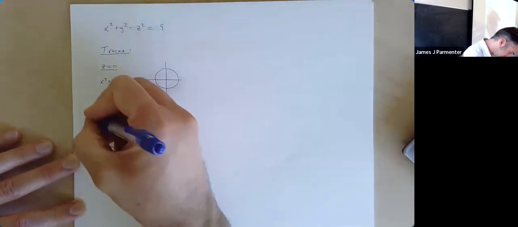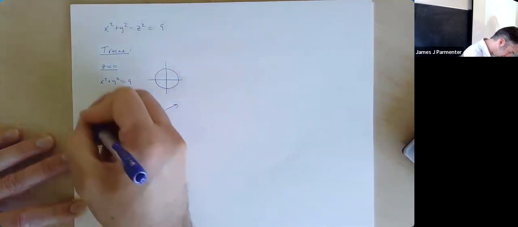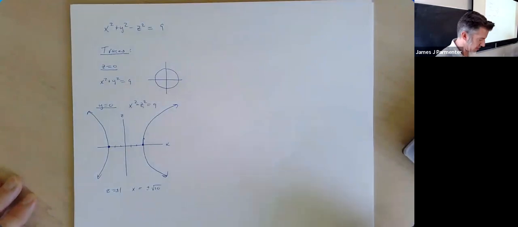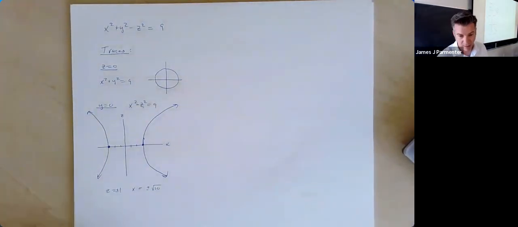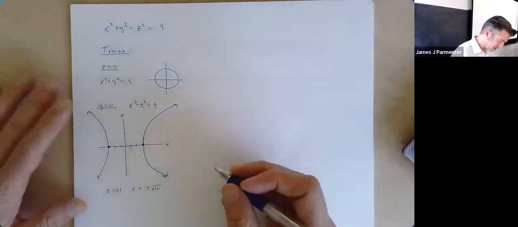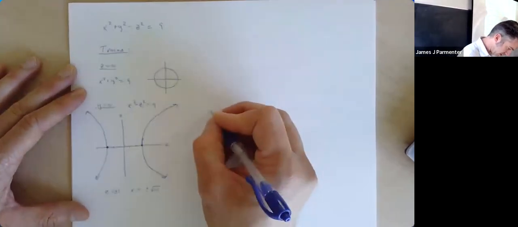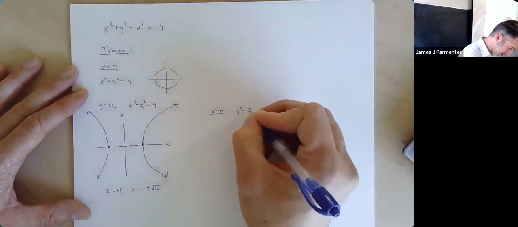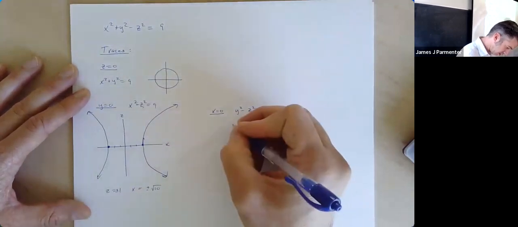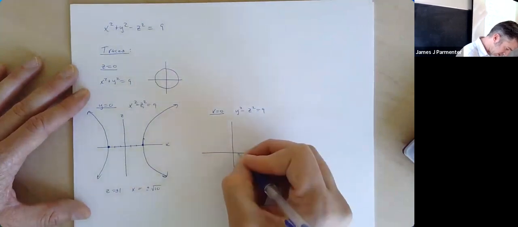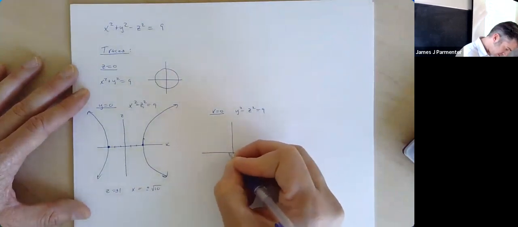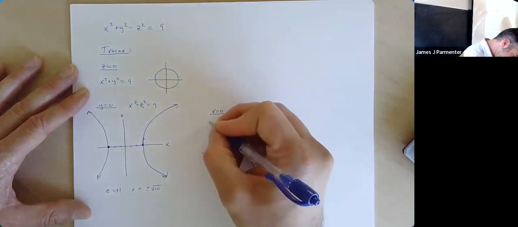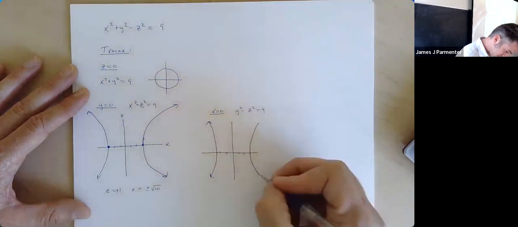My drawing skills are less than amazing, as I'm sure you're already well aware. There should be symmetry there. It looks kind of symmetrical. Then we get the same sort of thing if x equals 0. If x equals 0, we're left with y squared minus z squared equal to 9, so you also get the same sort of hyperbola. I'm not the best.